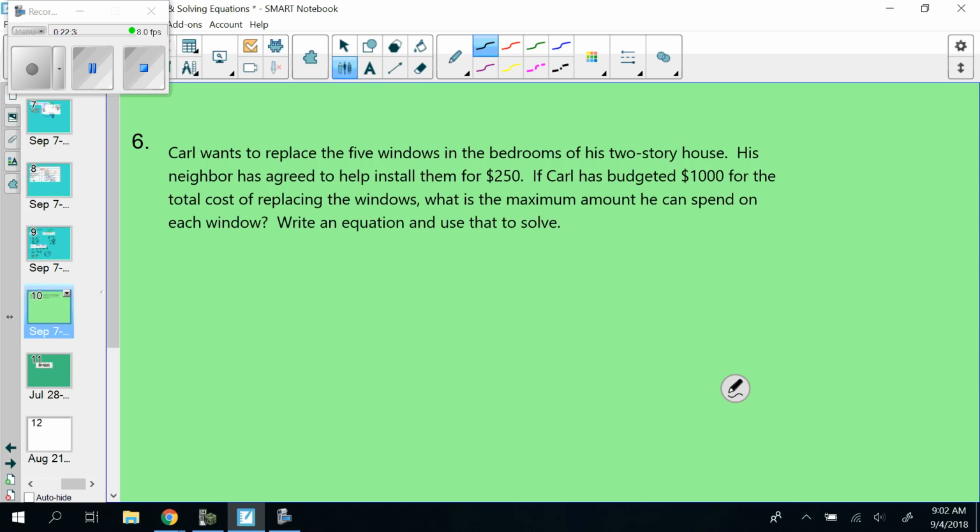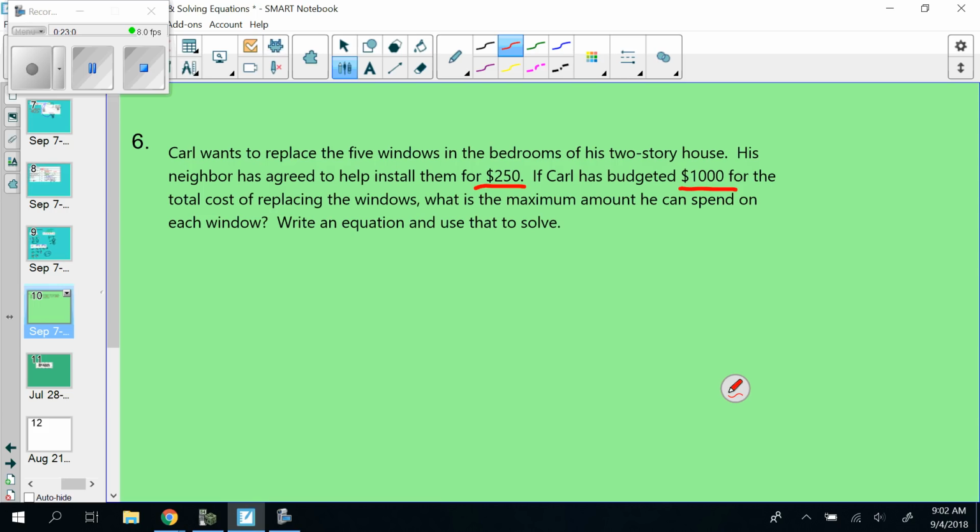All right, Carl wants to replace the 5 windows in the bedroom of his 2-story house. His neighbor has agreed to help him install them for $250. Again, looking for that important information as you go through. Carl has budgeted $1,000 for the total cost of replacing the windows. What's the maximum amount he can spend on each window?